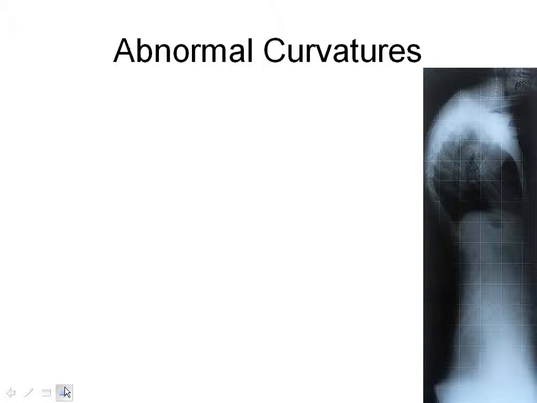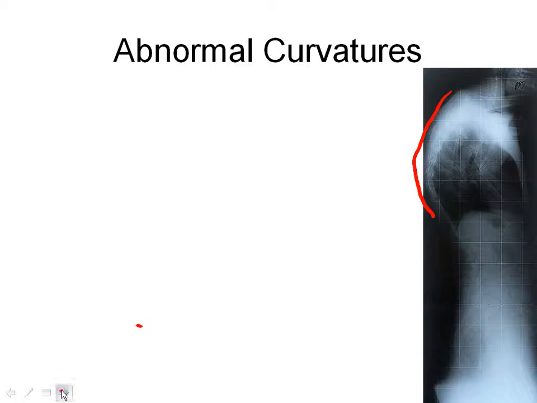Okay, let's go on to the next one. In this one, you see the abnormal curvature is occurring in the thoracic region, and it's producing what we call a hunchback or kyphosis. It is frequently seen in elderly people with osteoporosis or chronic arthritis, or those with neuromuscular diseases. Also seen in individuals with compression fractures of the thoracic vertebrae.